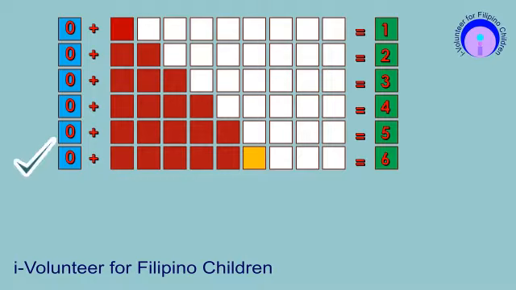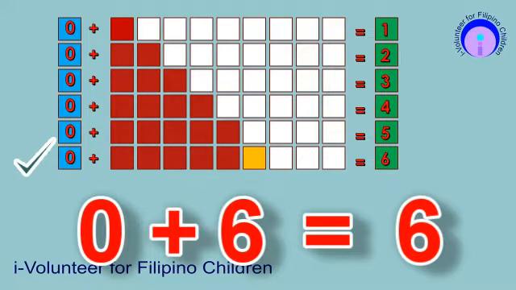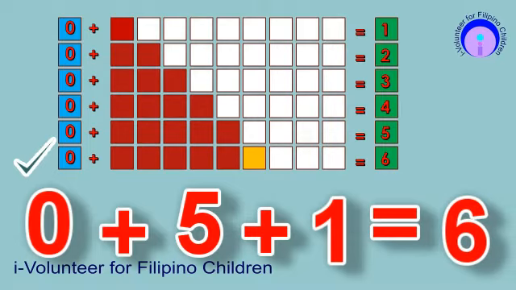How about this one? From the 6th row, you will notice an additional color, orange. Upang mas lalo nating mabilang ang mga blocks, minabuti kong pinalitan from red to orange after the 5th block. So, nandito na ang 6th, 7th, 8th, or 9th. This can be read as 0 plus 6 is equal to 6. Or it can also be read as 0 plus 5 plus 1 is equal to 6.